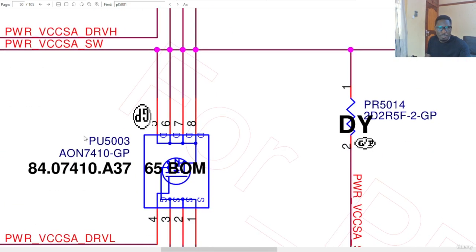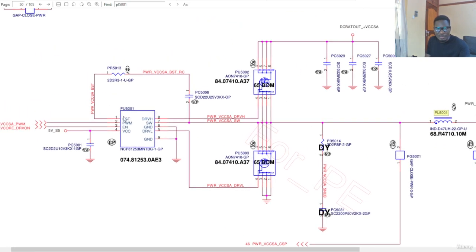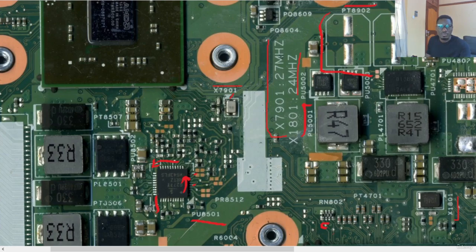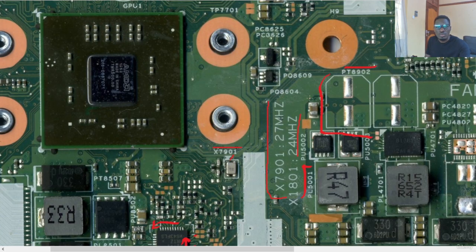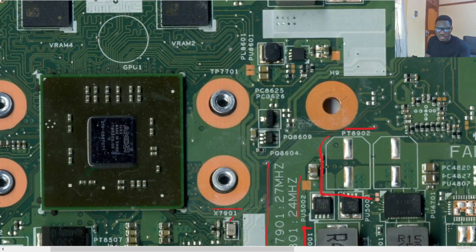PU5002 and PU5003, they are all connected to PL5001. And here you can see that there is another chip which is called PU5001 connected to all of them through this line. Let's take a look at that chip on the motherboard. So if you take a look, probably now this chip should be at the back side. So let's go back. It was called PU5001.